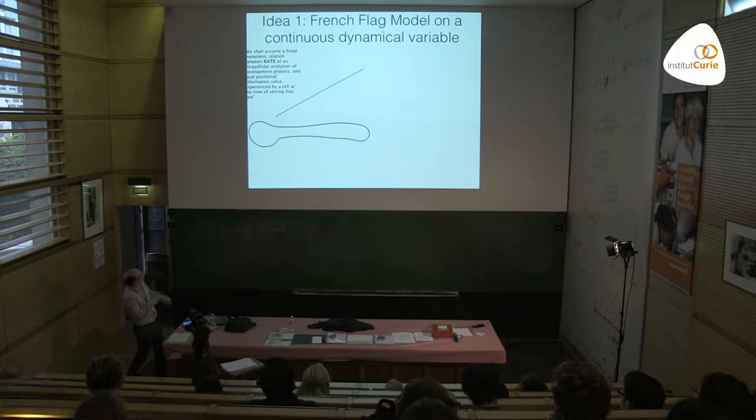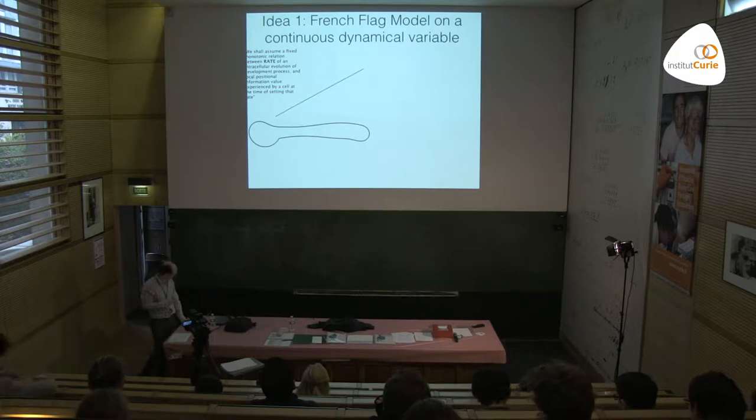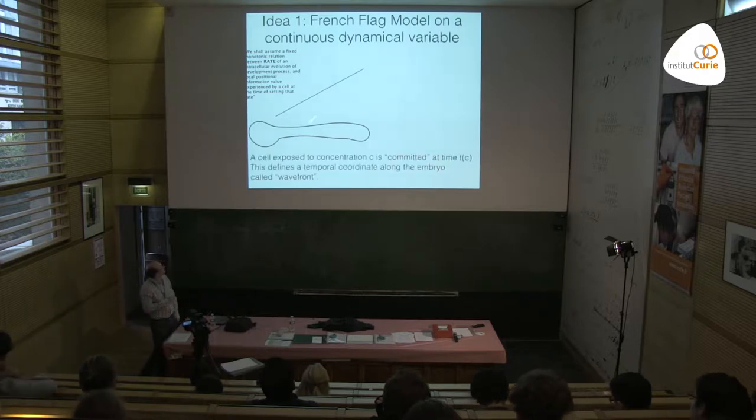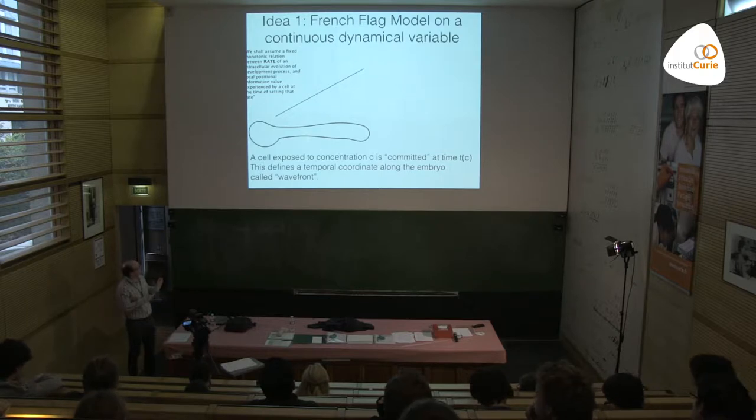This is an excerpt from the paper. We should assume a fixed monotonic relation between a rate, so the important word is rate, of an intracellular evolution of the ontal process and the local positional information value experienced by a cell at the time of setting that rate. What they mean is that as a cell is exposed to concentration C, it's going to be committed at a time T of C. The idea behind that is that this defines the temporal coordinate along the embryo that is going to be called the wavefront.